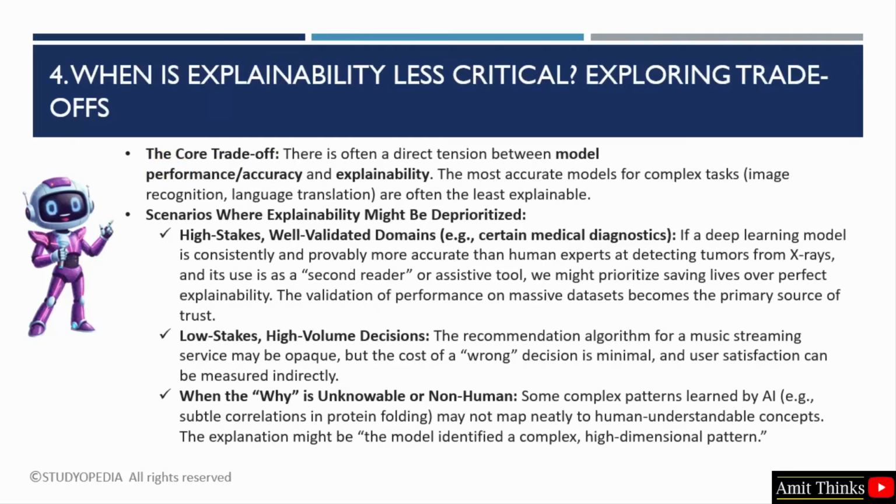Let us now see the fourth one, that is, when is explainability less critical? Exploring trade-offs. High performing models like deep learning for images or language often lack explainability. Accuracy and complexity can come at the cost of transparency. This is the core trade-off. Now let us see the scenarios where explainability might be deprioritized.